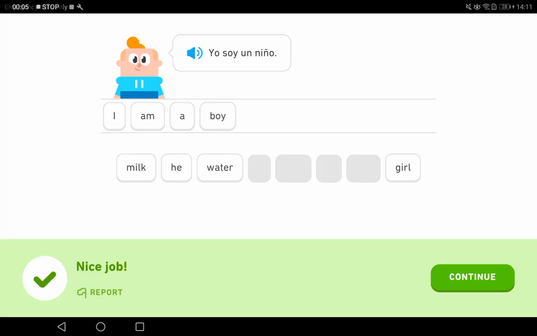Today I'm just playing Duolingo in my Google, because I just wanted to learn Spanish. I'm from the Philippines, but it doesn't have my country, so I choose Spanish. So okay, now let's continue.